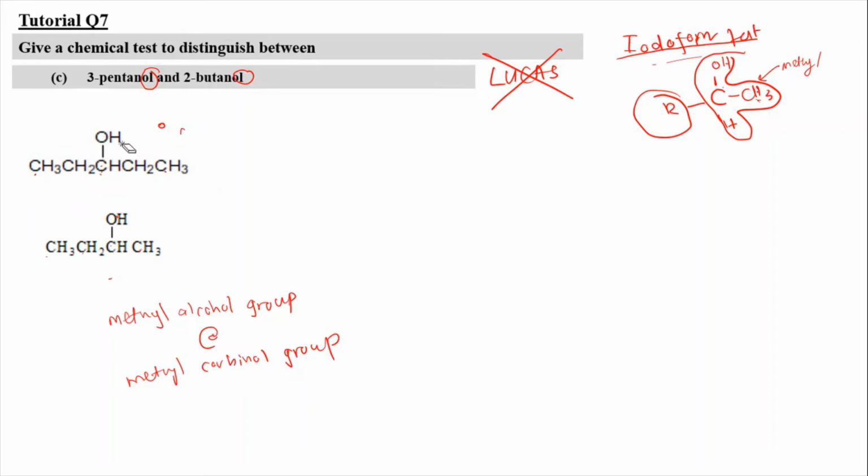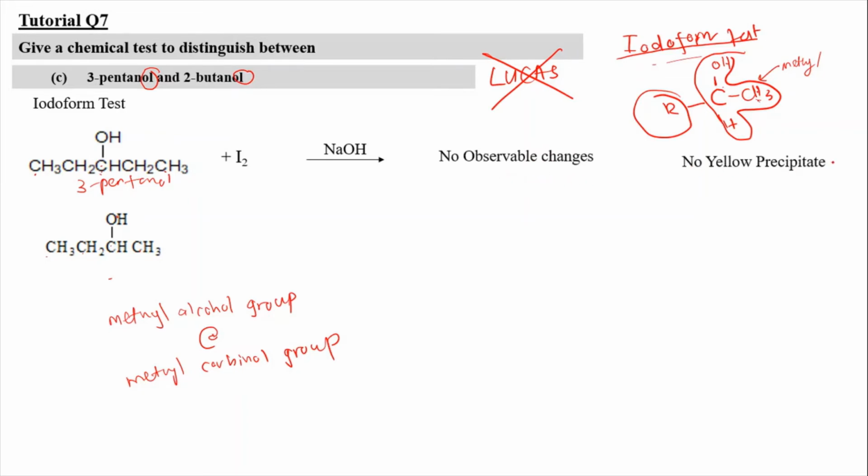When we react our 3-pentanol, so here is 3-pentanol, with the iodoform test, we're going to react it with iodine in the presence of NaOH. But for the identification test, there are going to be no observable changes. So you can say that there is no yellow precipitate formed. However, 2-butanol has the methyl carbinol group, which is C-OH, C-H, CH3. So it's the same as this one.